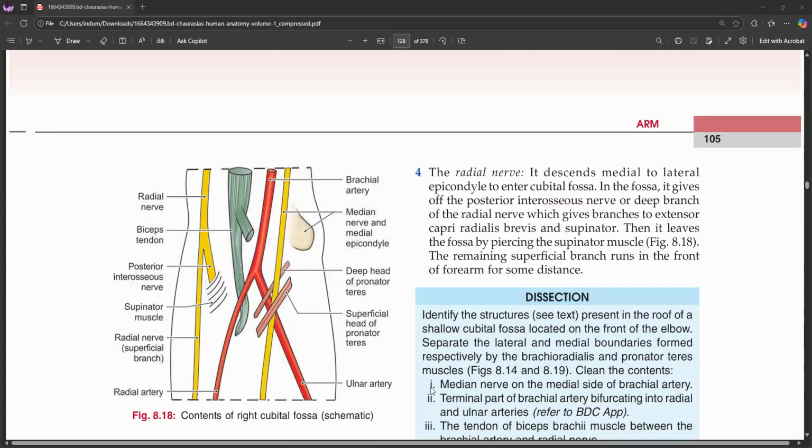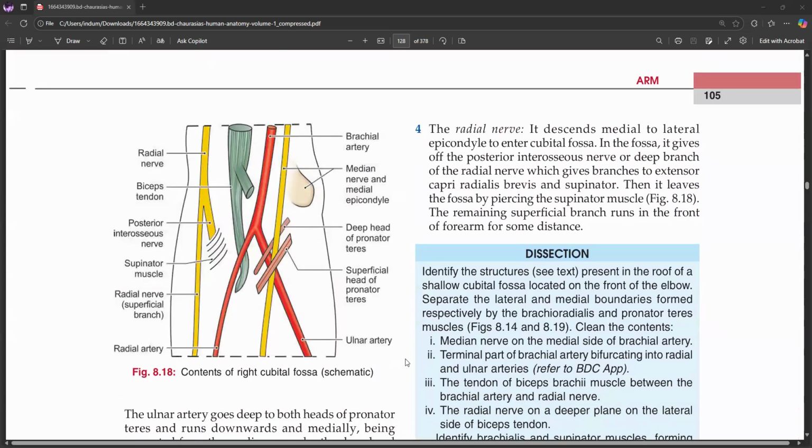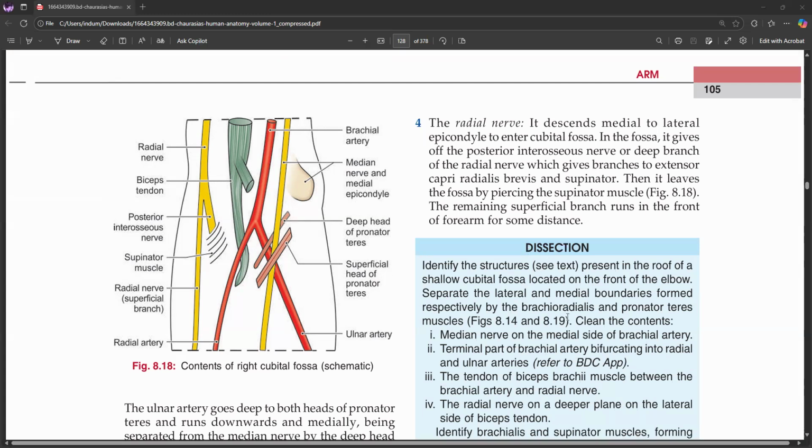Number 4. The radial nerve. It descends medial to the lateral epicondyle to enter the cubital fossa. In the fossa, it gives off the posterior interosseous nerve, or deep branch of the radial nerve, which gives branches to extensor carpi radialis brevis and supinator. Then it leaves the fossa by piercing the supinator muscle, figure 8.18. The remaining superficial branch runs in the front of the forearm for some distance.